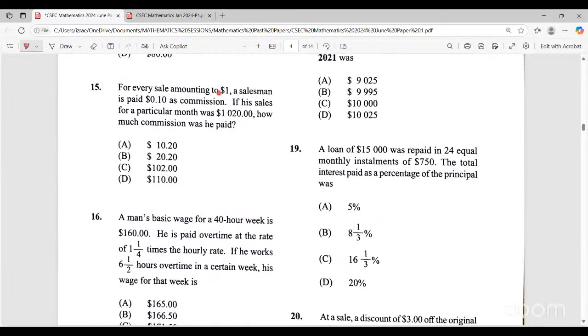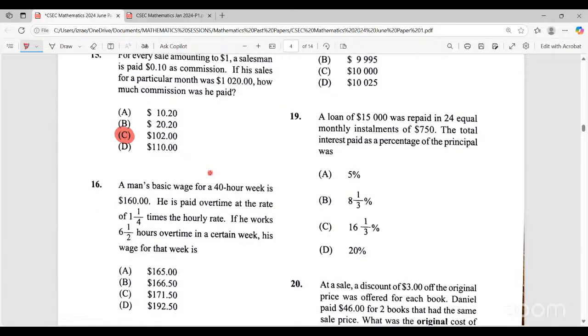15. For every sale amounting to $1, a salesman is paid 10 cents as commission. If his sales for a particular month was 1,020, how much commission was he paid? Well, 10 cents for every dollar is like 10% of every dollar, because a dollar is 100 cents. So think about it like this. I just find 10% of this. I just drop the 0 and you get $102. So 10% of this, you get 102. Easy stuff, that's C.